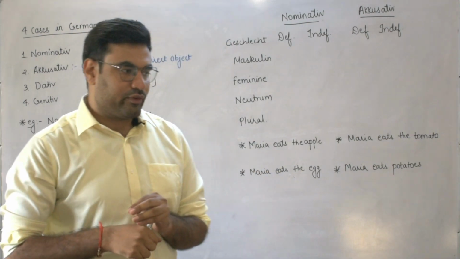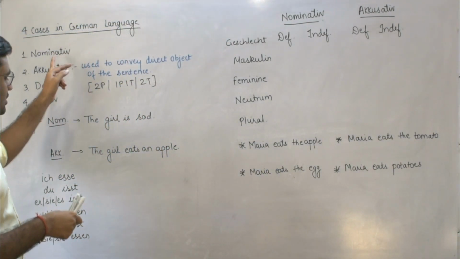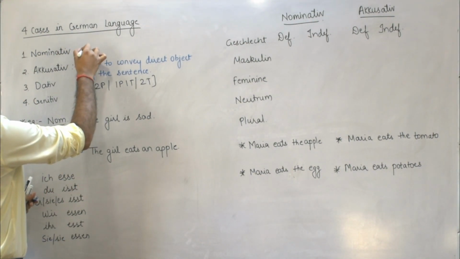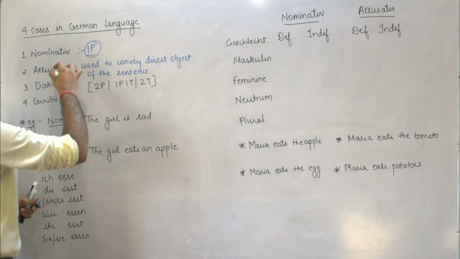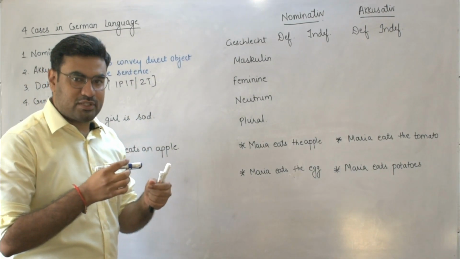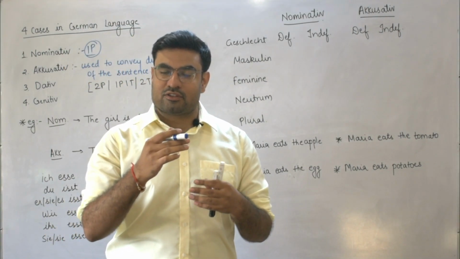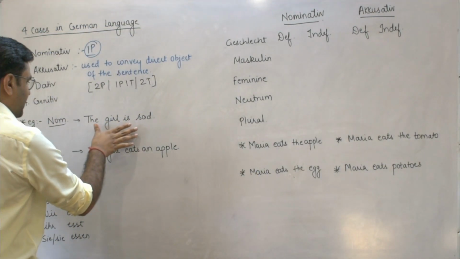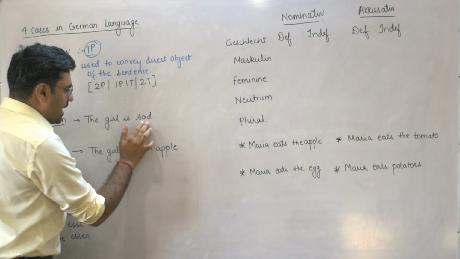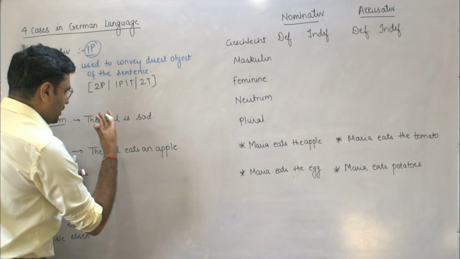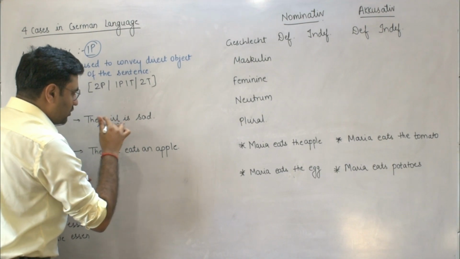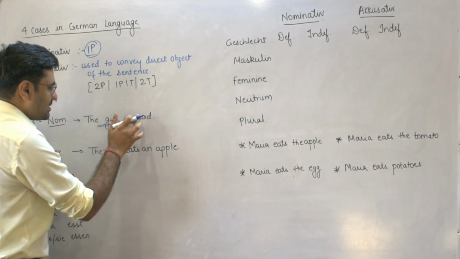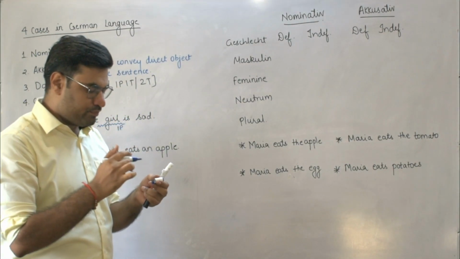Starting with the nominative case: we have one person or one thing in the whole sentence, that is the subject. So we have a single subject in a particular sentence. For example, I have written a statement here: the girl is sad. We have a single noun, one person. So the girl is sad. This is a nominative case.